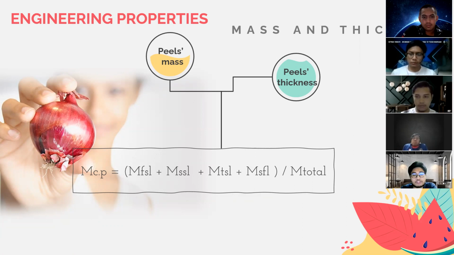peels to be removed, which is the MCP to be removed, and the following: MFSL is the mass of the first squamous leaf and the second squamous leaf plus the third squamous leaf and squamous fleshy leaf, divided by the total onion mass. And for the thickness, we use the same method, but only for the properties of thickness. Okay, next.